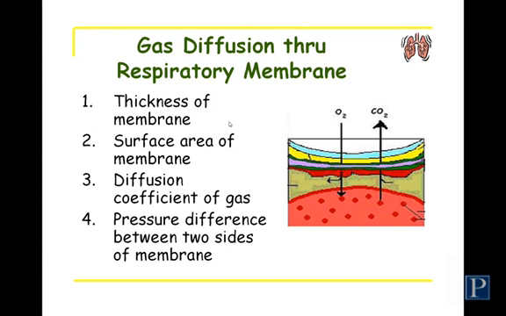Now the other thing is the pressure difference between the two sides of the membrane. So the pressure gradient that you have. So if I, say, go to a higher altitude, the partial pressure of oxygen is going to be very much diminished in the atmospheric air. Partial pressure of oxygen in the alveoli is going to be much less than what you'd normally see. So that would decrease the pressure difference, which would affect gas exchange.